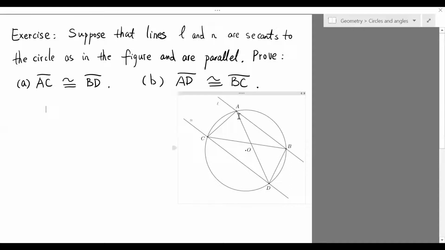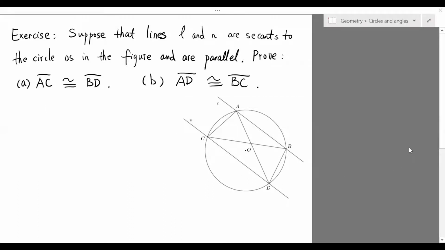We would love to show that the line segment AC is congruent to the line segment BD. And we recall that these two line segments are chords in this circle. And we have shown that two chords in a circle are congruent to each other if and only if the measures of the intercepted arcs are equal to each other. Hence, what we will need to show is the arc.